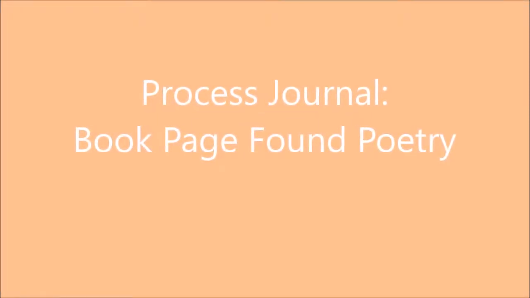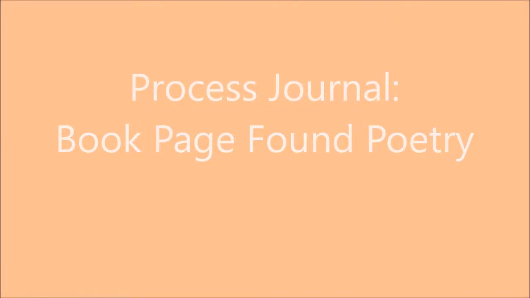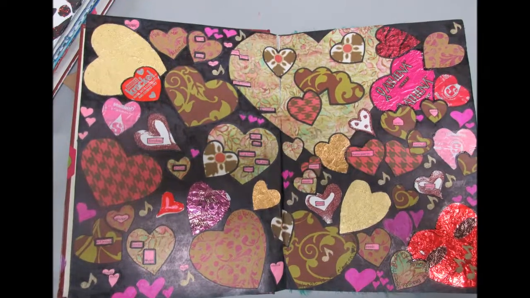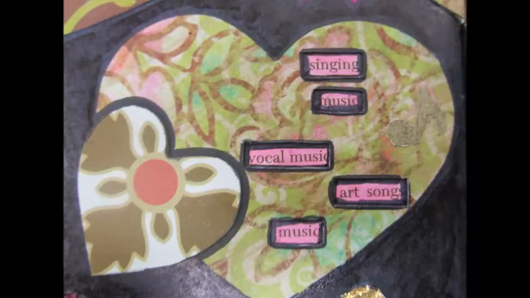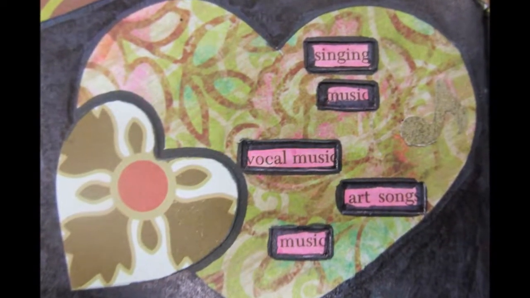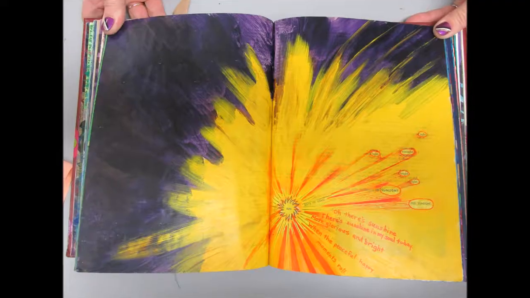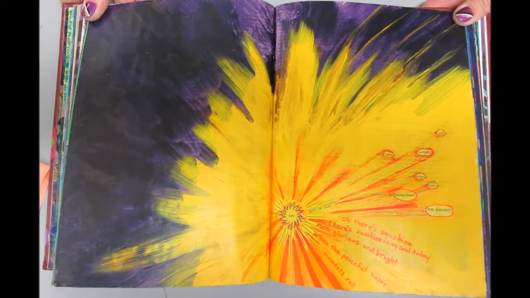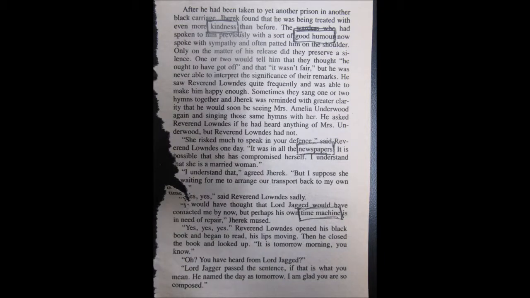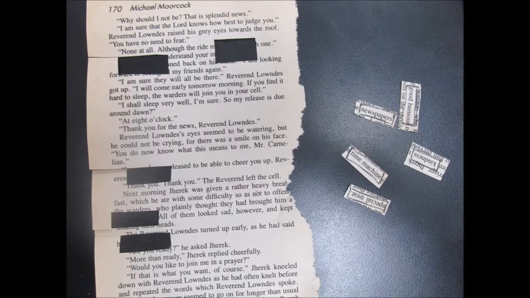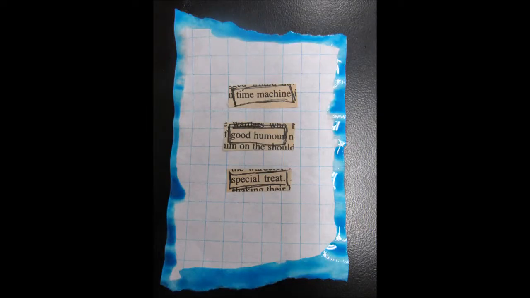Today you're going to make book page found poetry. Here are some examples. If you'll notice, whatever word they found in the book page, they illustrated or drew. Take a book page and either highlight or outline the words that you'd like to use. Then you're going to cut out those words and make a poem. You can always go back to your book page to add more words to your poem.